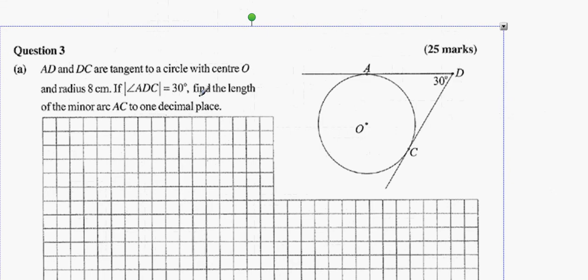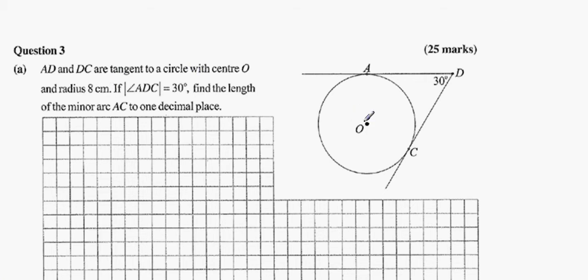Next one. AD and DC are tangent to a circle with center O and radius 8. So the radius here is going to be 8. So what we can do is we can just join these 2 points here together. Okay, and we know that both these are a radius of 8. Now, if ADC is 30 degrees, find the length of the minor arc AC to 1 decimal place. So what I want you to find out is how big is this here.